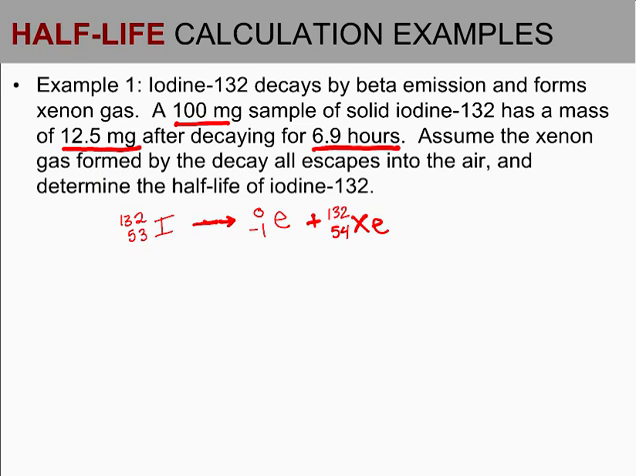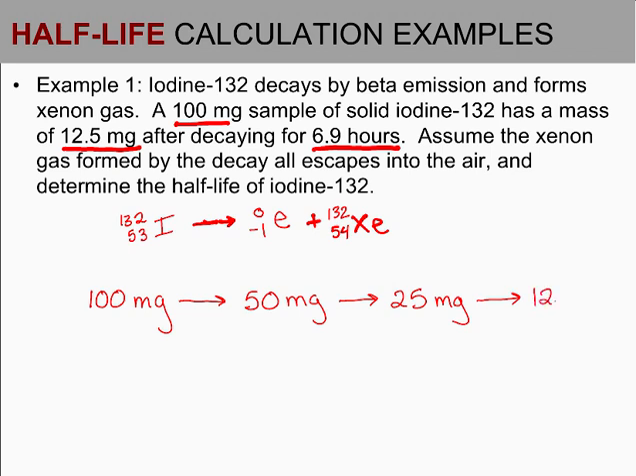Okay, so if we start with 100 milligrams, how much would we have after 1/2 of it disappears? We would have 50 milligrams. Okay, so now what if another half-life passes by? What's half of 50? 25. Okay, so now let's say another half-life passes by. How much is left over? 12.5 milligrams.